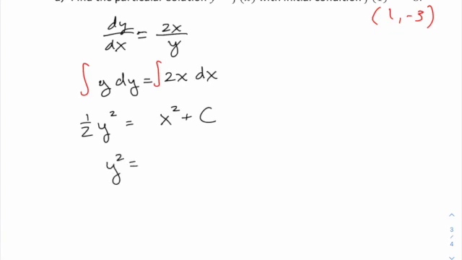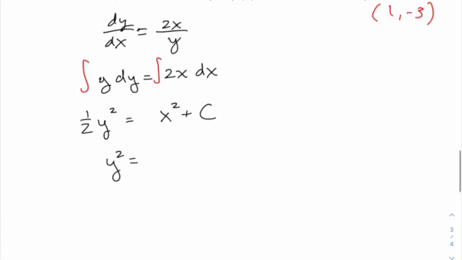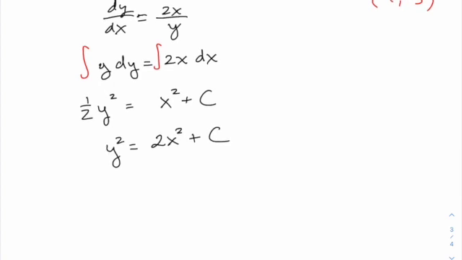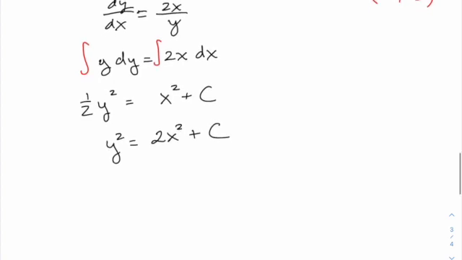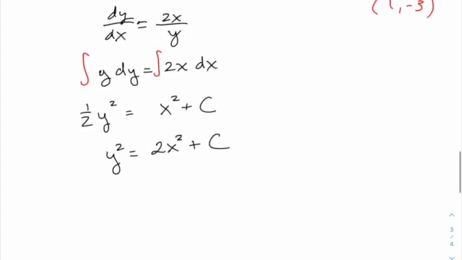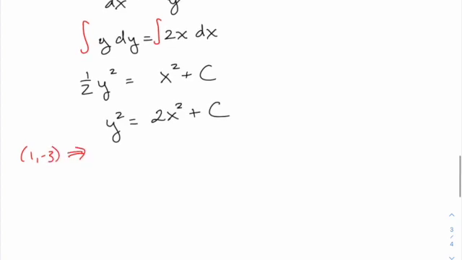I'm going to first get rid of this 1/2. I'm going to multiply both sides by 2. And so I'll have 2x squared, and I'm still just going to call this plus c, even though that's now going to be a different c than it was in the previous step, but it's still just a constant. And this seems like a pretty good spot to plug in this point of 1, -3, now that there's no fractions or anything.